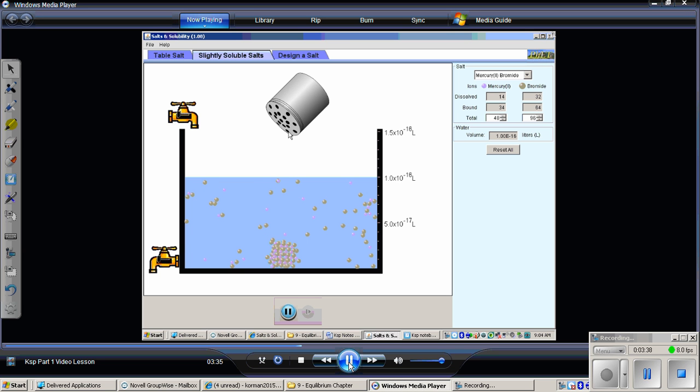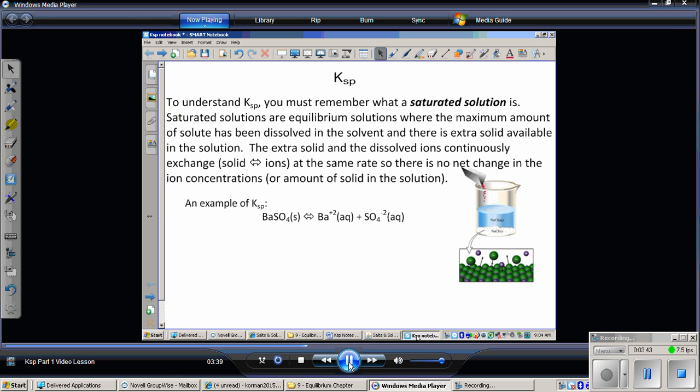So you've got your example here of what it looks like. Now, the beauty of Ksp is that it's still going to be like K, where we do products over reactants, but if you take a look at an equation that we'll be doing for Ksp, they look like this.